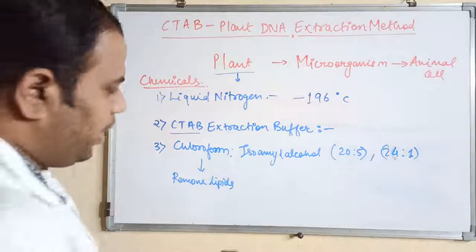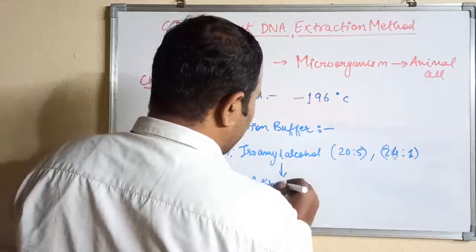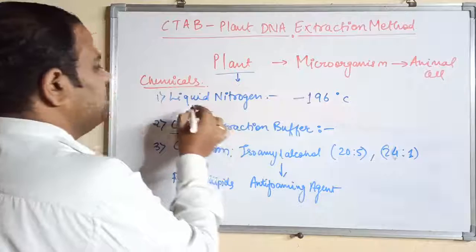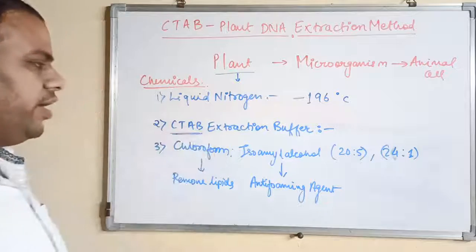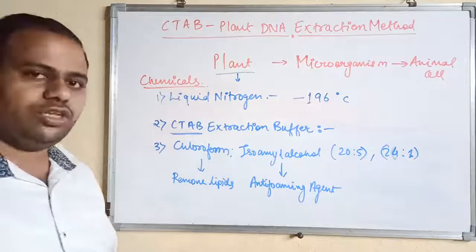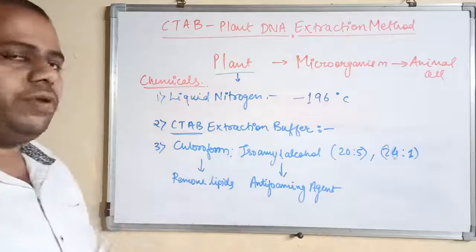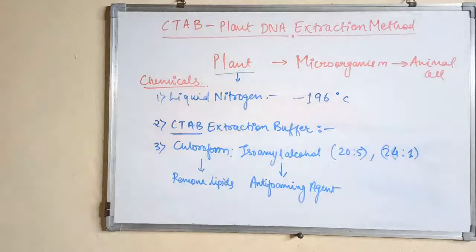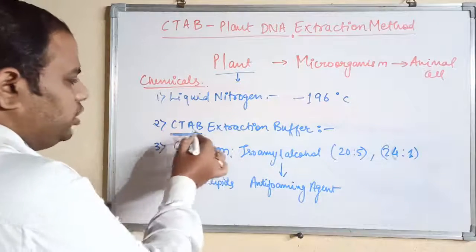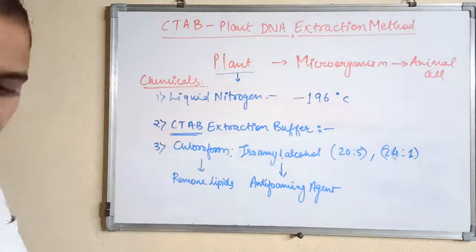And the role of isoamyl alcohol here is as an anti-foaming agent. Since we have added the CTAB, which is a cationic detergent, naturally it is going to form bubbles in our solution. To avoid that, the isoamyl alcohol in this mixture prevents the bubble formation. The bubbling can happen due to the CTAB, and it can also happen due to certain phenols that are present in the plant cells.